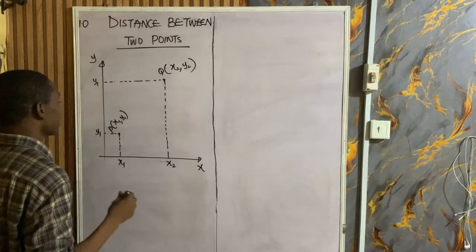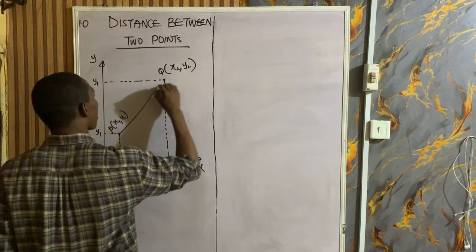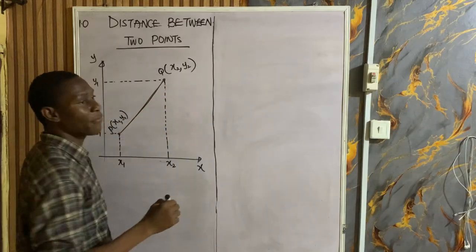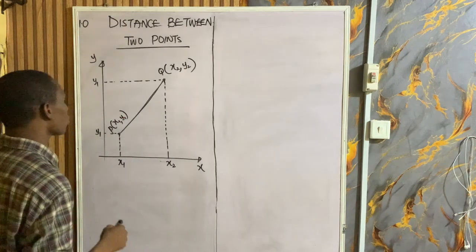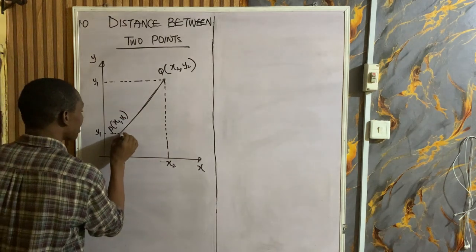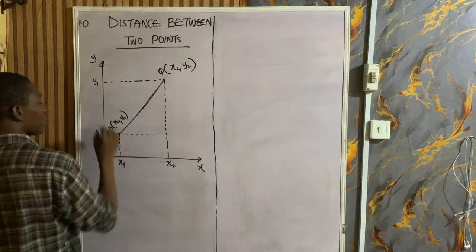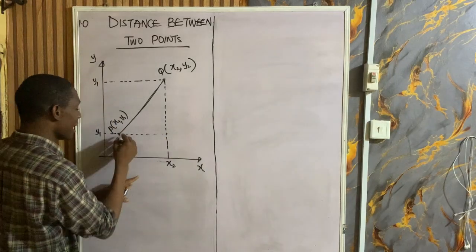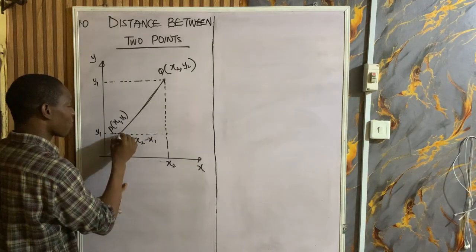So I'm looking for the distance between P and Q. That's what we are looking for here. The distance from here to here. Now, to do this, I have to find the distance along the x and the distance along the y. So along the x, what's the distance from here to here? Already here is x2 and here is x1. This will be x2 minus x1. That's the distance from here to here.